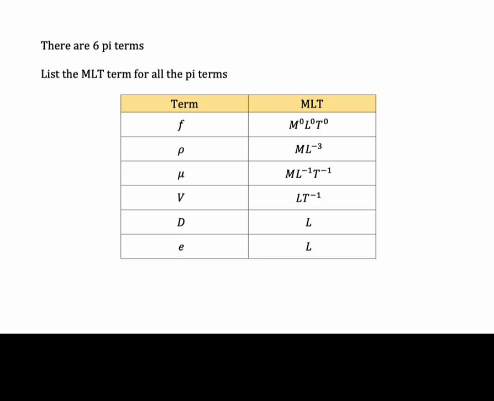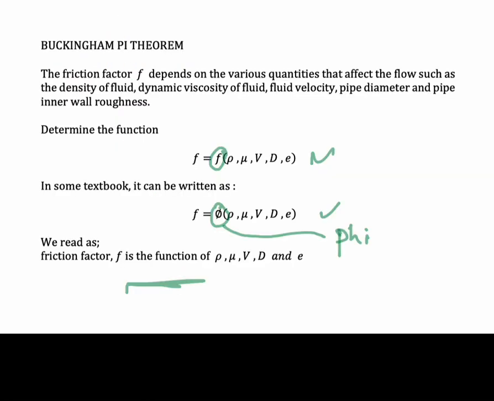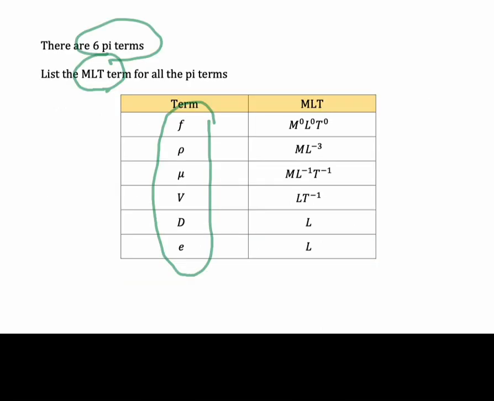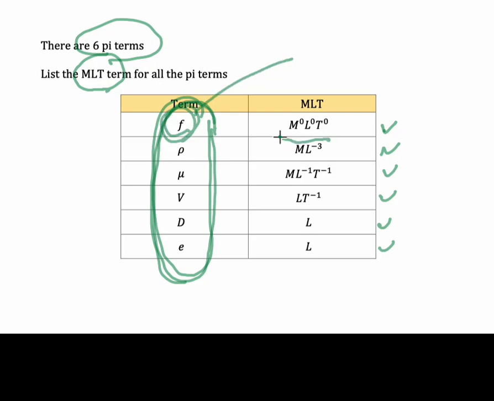Next, you need to determine the MLT term for all the parameters. According to this question, we have 6 pi terms. So we list all the pi terms here, similar to the arrangement at this step. We have 6 pi terms, and then we write all the MLT terms for all the parameters here. The friction factor here is dimensionless, so we will write it as M0, L0, and T0.